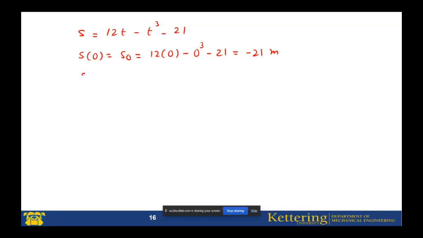Also, we need to find S at 10 seconds. It's 12 multiplied by 10 minus 10 cubed minus 21. It will be 120 minus 1,000 minus 21. If you calculate this one, it will be minus 901 meters.